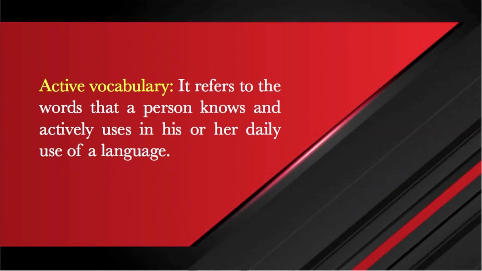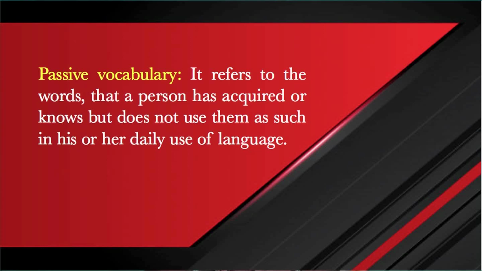Vocabulary can be divided into two distinct types, namely active vocabulary and passive vocabulary. Active vocabulary refers to the words that a person knows and actively uses in his or her daily use of a language. On the other hand, passive vocabulary refers to the words that a person has acquired and knows but does not use as such in his or her daily use of language.